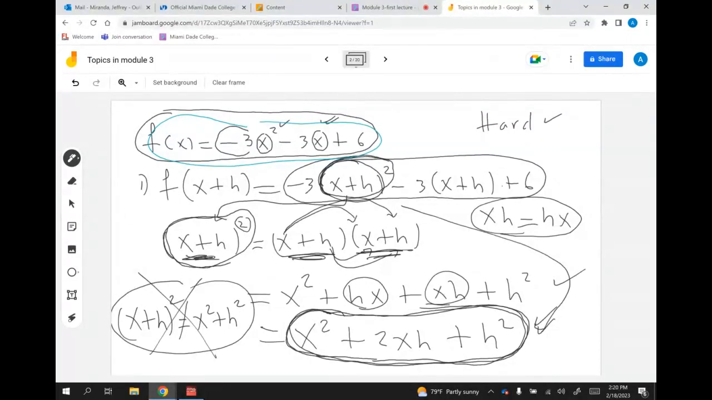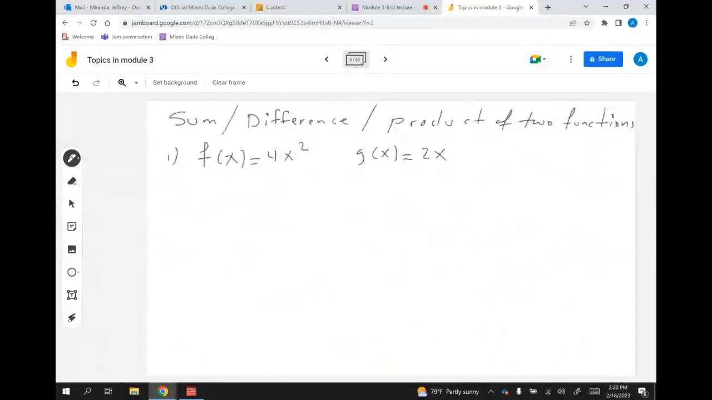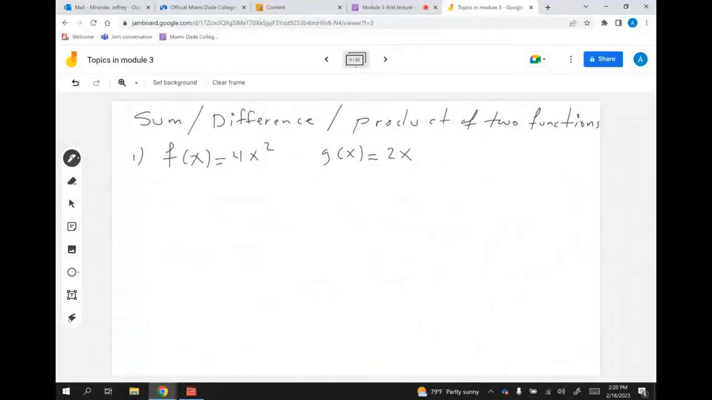All right, so I want you to work on those. Always review these videos, and you go from there. Now, the other topic that I want to do in this video is finding the sum, difference, and product of 2 functions. All right, so we have 2 functions, right? And what they want us to do is not define the difference quotients anymore. It's simply to do the following.